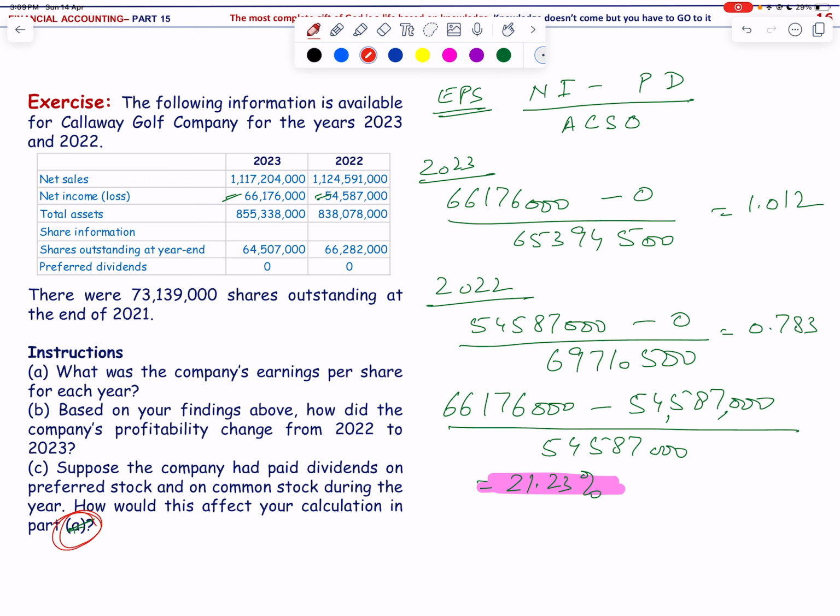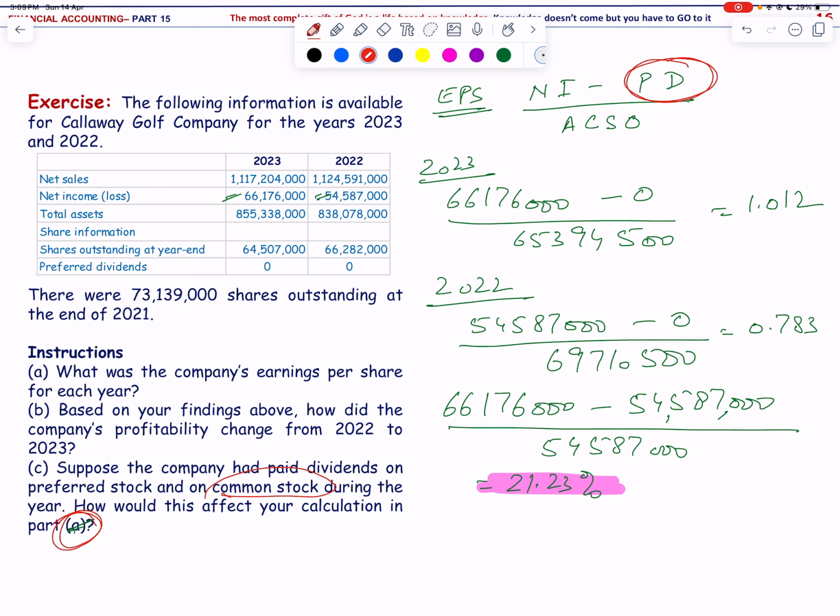So to determine the earning per share, dividends on preferred stock, obviously you know that it has to be subtracted from the net income, but dividend on common stock are not subtracted. Just keep this thing in mind.